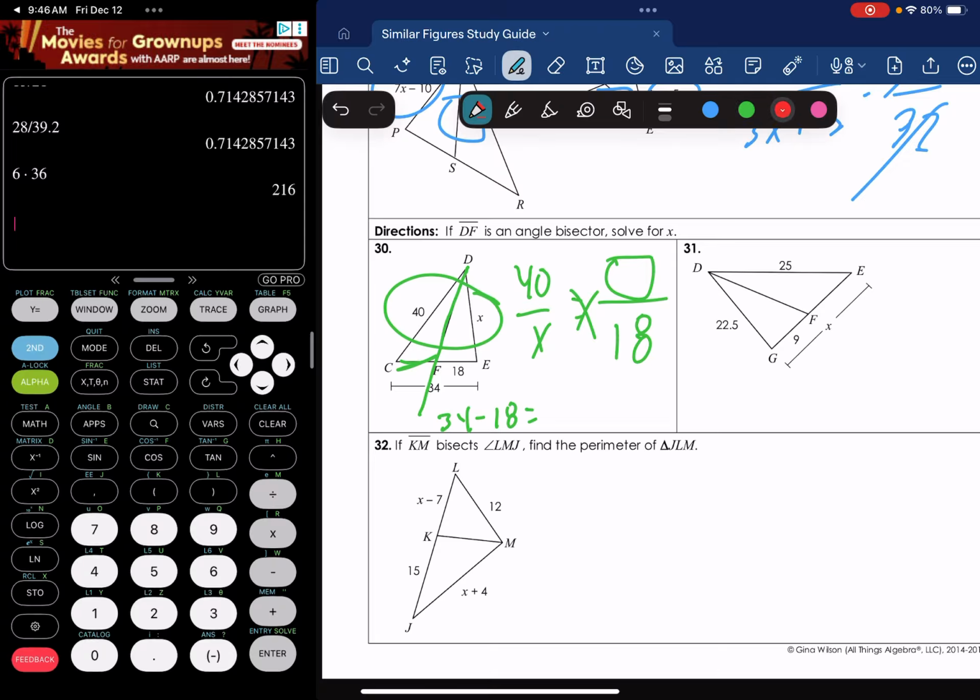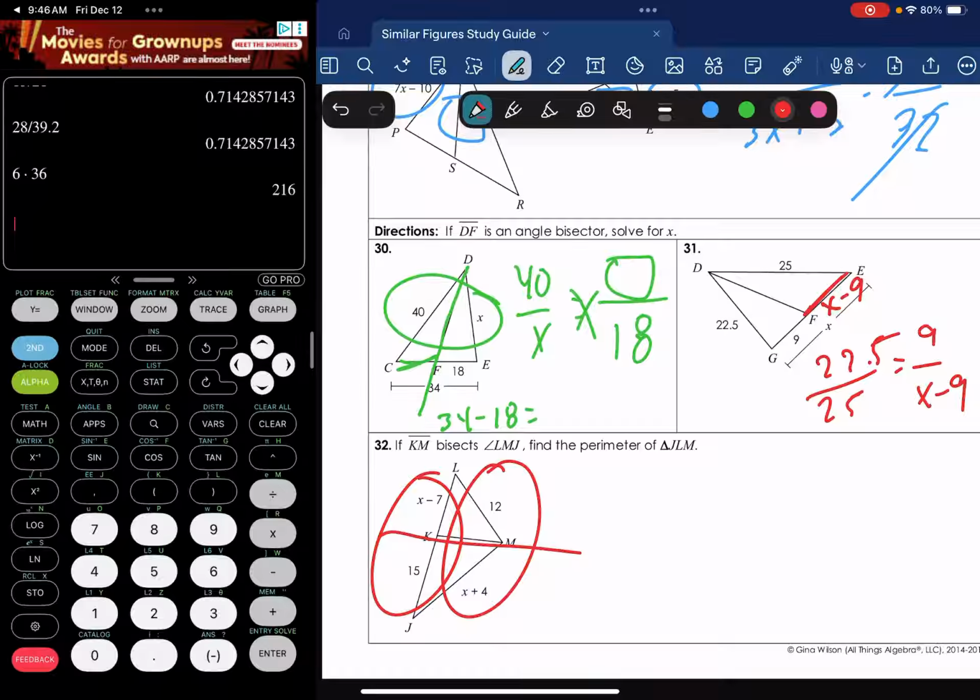Do the same thing on 31. This missing chunk here would be x, take away 9. So if you set up your fraction, this is what you'd have. And then you cross multiply. Do the same thing here. Here's a fraction, here's a fraction.